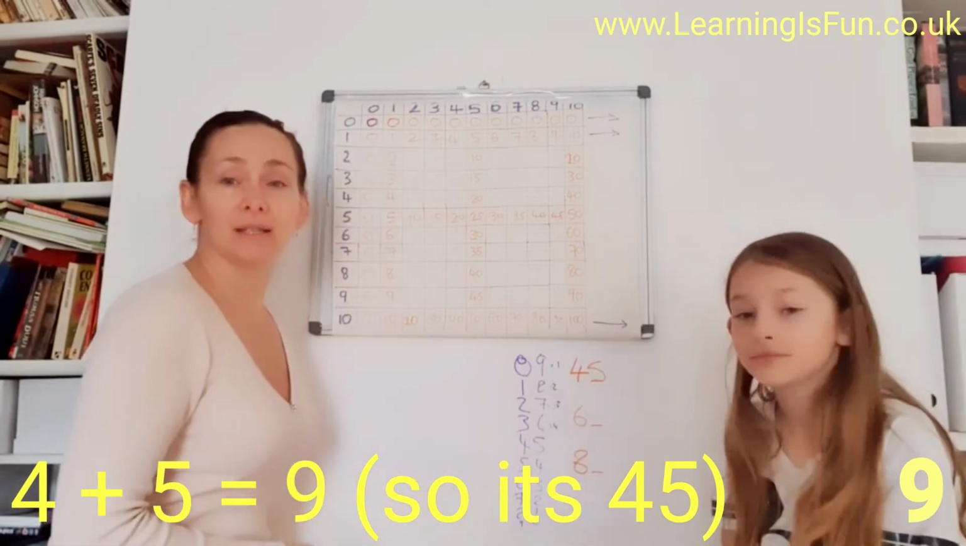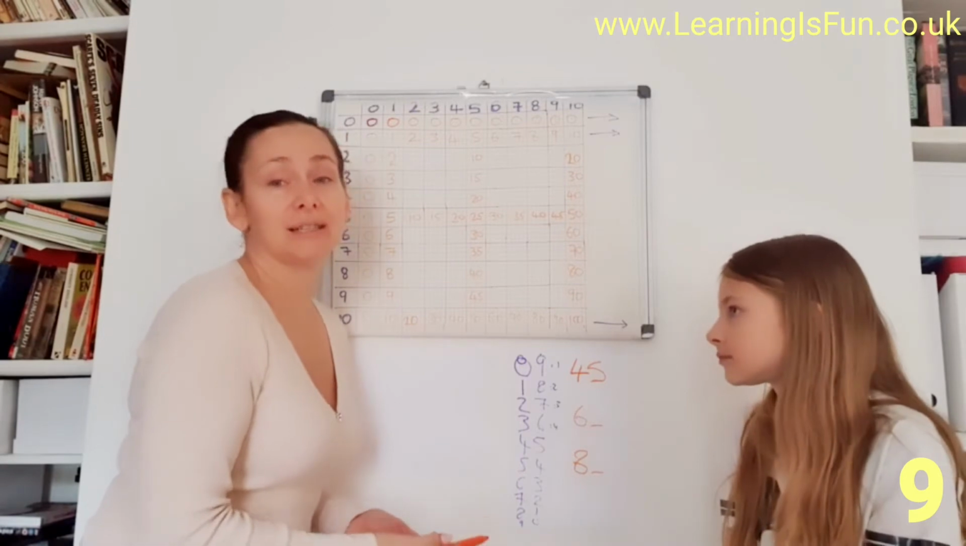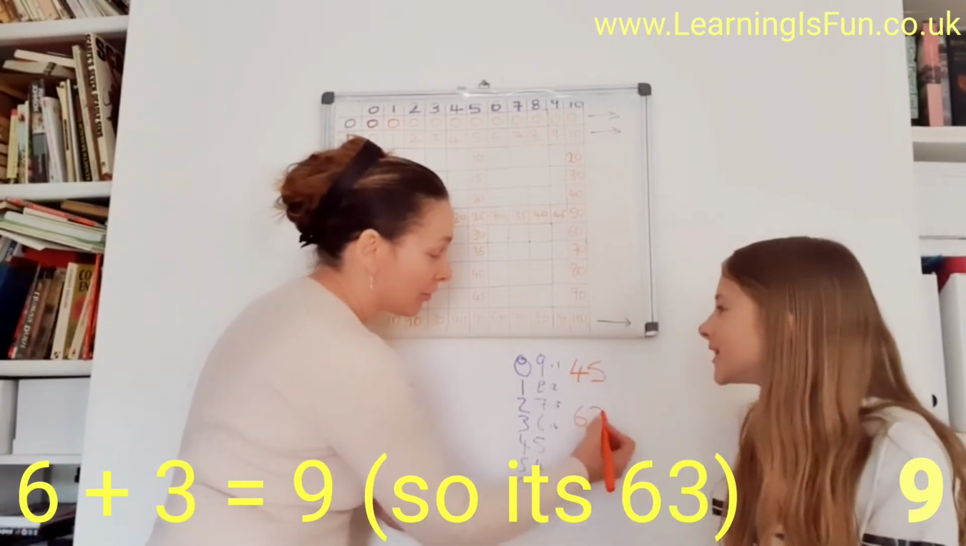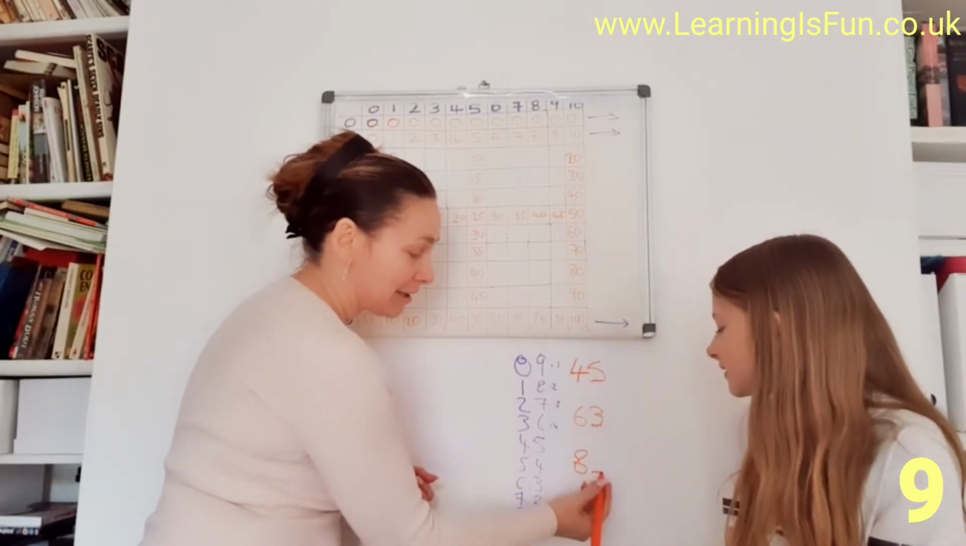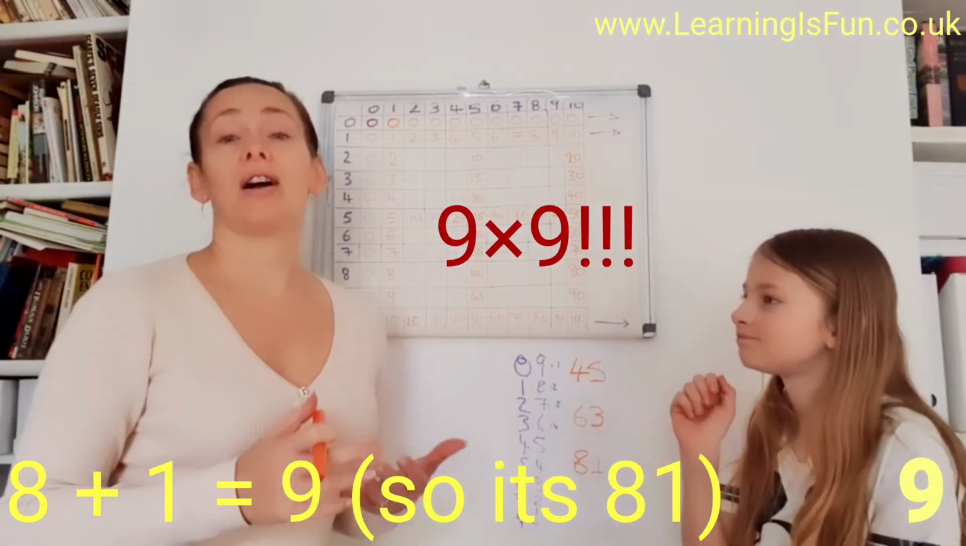And 7 times 9, what's the number before 7? It's 6. What do you add to 6 to get to 9? 3. 6 and 3 are 9. So 7 times 9 is 63. That's the way I find it easiest.